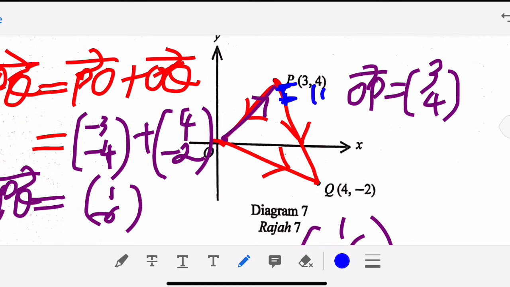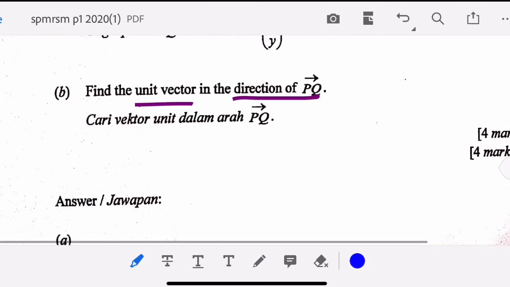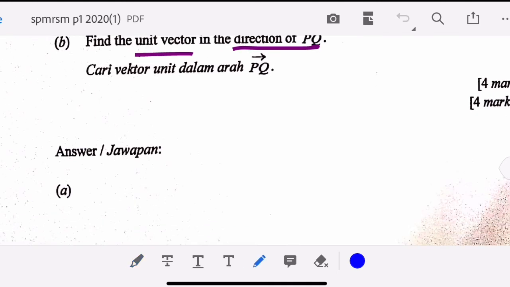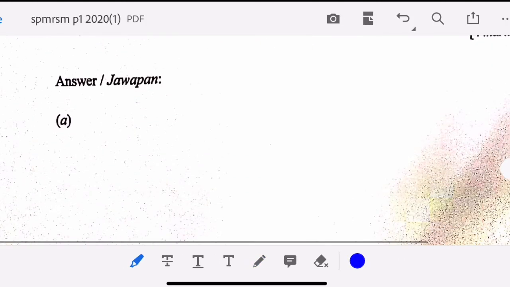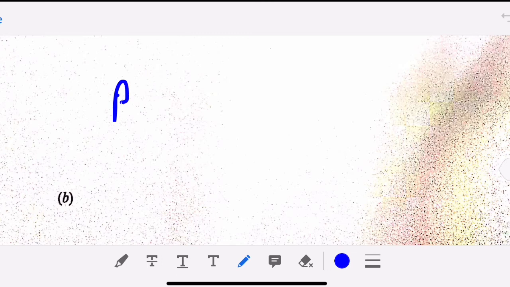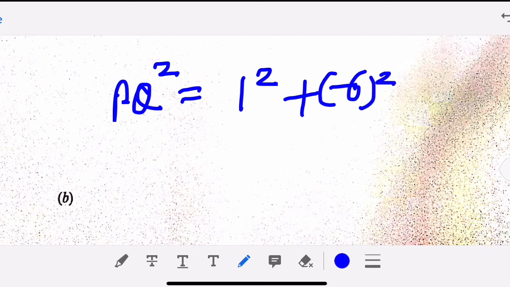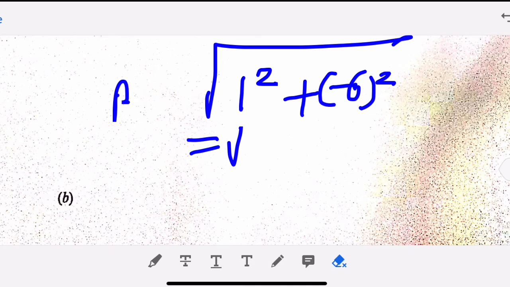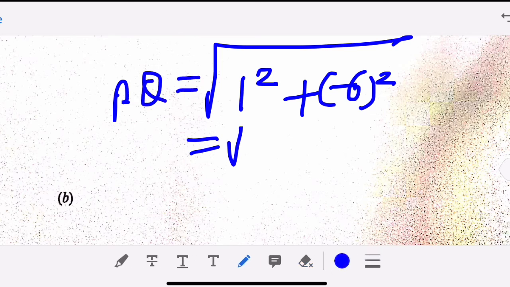So one unit out of the length of PQ and in the direction of PQ. What we need to do is find the length of PQ. So we have found the answer for A. For the length of PQ, we use PQ squared equals 1 squared plus negative 6 squared, the Pythagoras theorem, so PQ is square root 37, right?